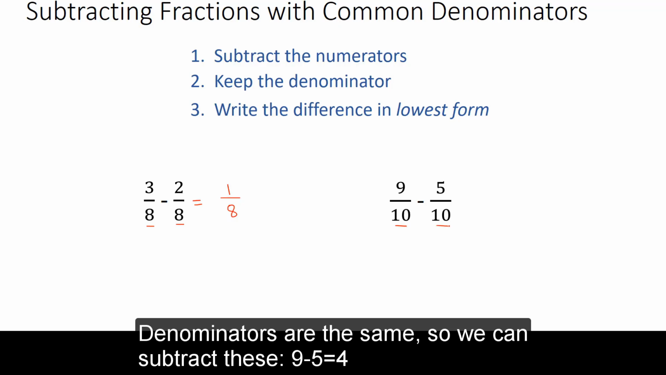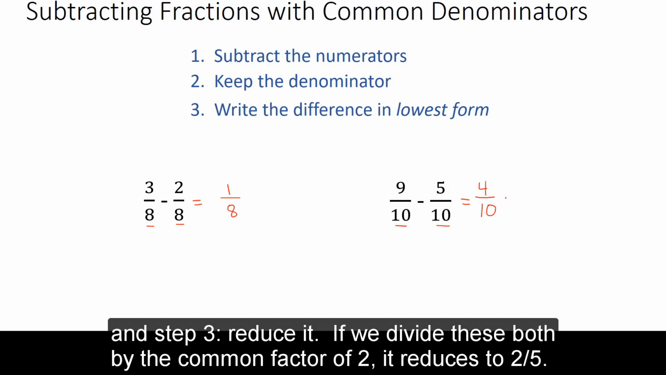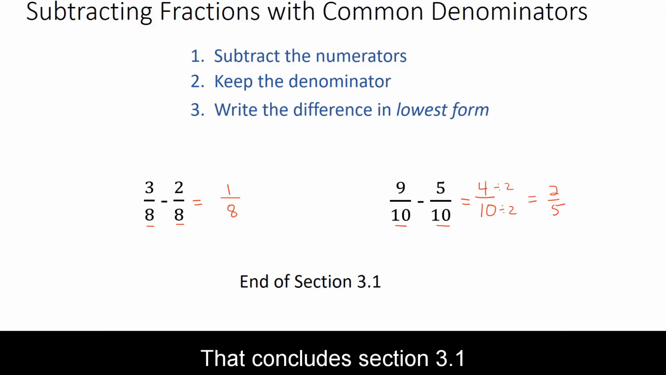One more example. Denominators are the same, so we can subtract these. 9 minus 5 is 4. Keep the denominator. And step 3, reduce it. If we divide these both by the common factor of 2, it reduces to 2/5. That concludes section 3.1.